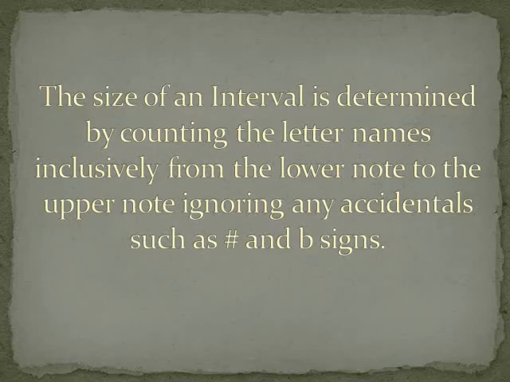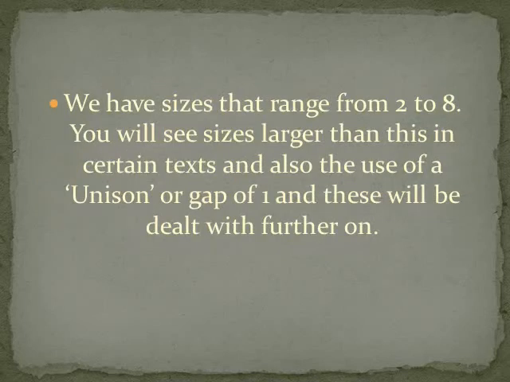Now, the size of an interval is determined by counting how many letter names inclusively from the lower note up to the upper note. If the two notes you're given contain sharp or flat signs, you just ignore those and count the letters only. Sizes range in intervals from a second to an eighth. You will see sizes larger than this in certain texts, and also the use of a unison, or a gap of 1, and these will be dealt with further on.